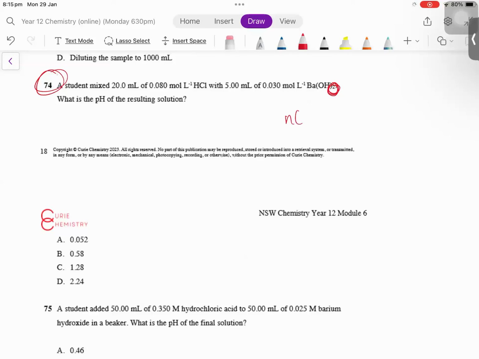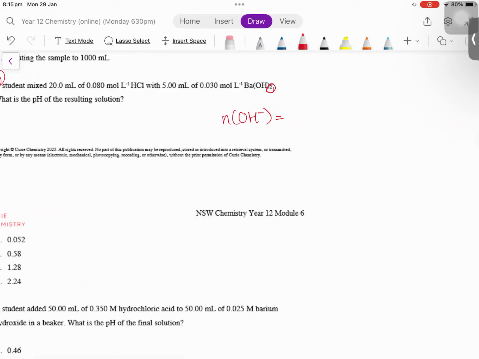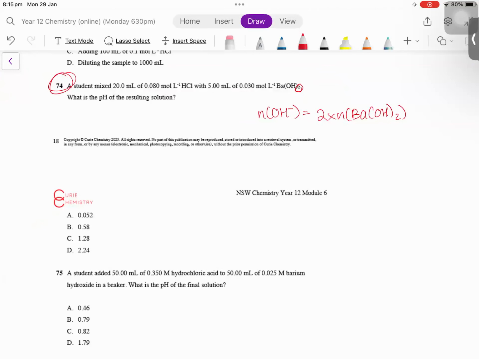So when you go to calculate OH minus, what do you have to do to the moles of Ba(OH)2 to get to the moles of OH minus? Because it's not a 1-to-1 ratio anymore. Times by 2. So guys, Ba(OH)2 has 2 OH minus in the entire molecule. So when you go to calculate moles of OH minus, it's 2 times the moles of Ba(OH)2. And then the rest of your calculation is the same. Have a go at 74 for me.